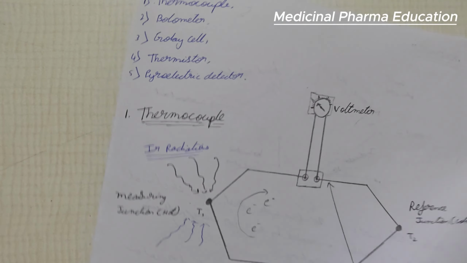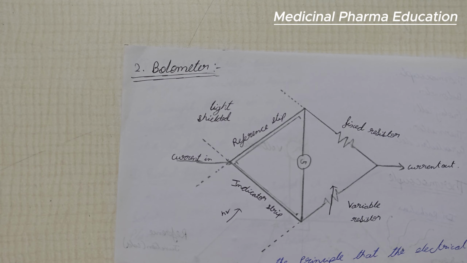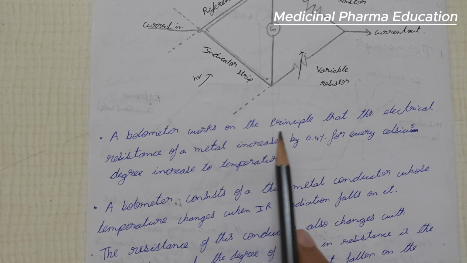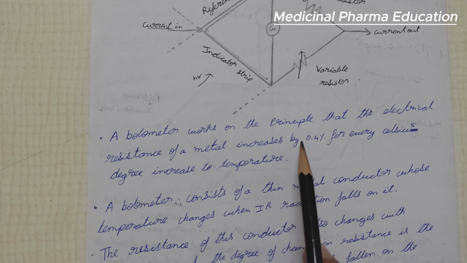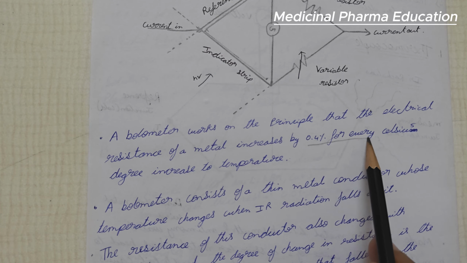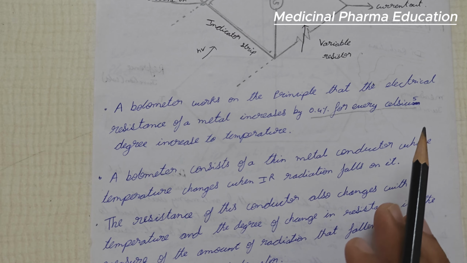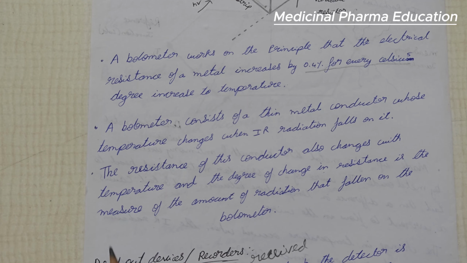Next, we'll go with the bolometer. This is the diagram of the bolometer. You can just see the diagram. The bolometer works on the principle that the electrical resistance of a metal increases by 0.4 for every Celsius degree increase in temperature. It's also the same principle, based upon the increase in temperature as the IR radiation falls on the detector.